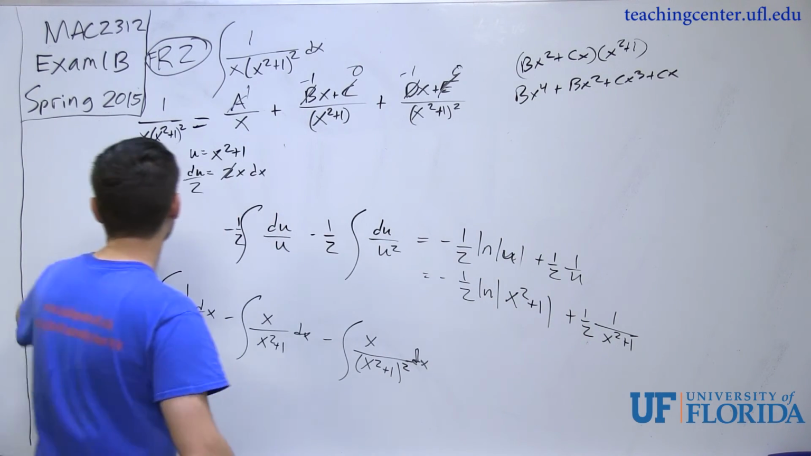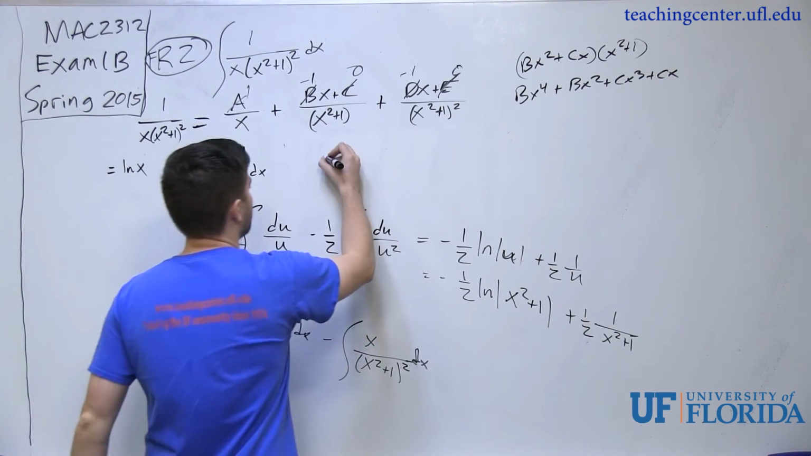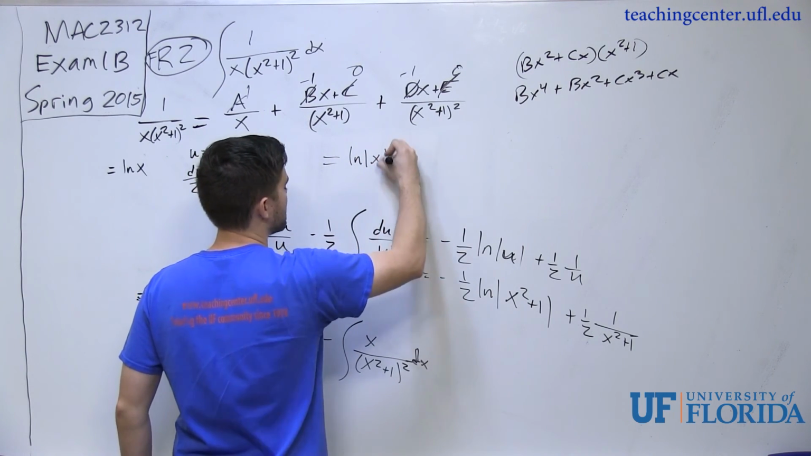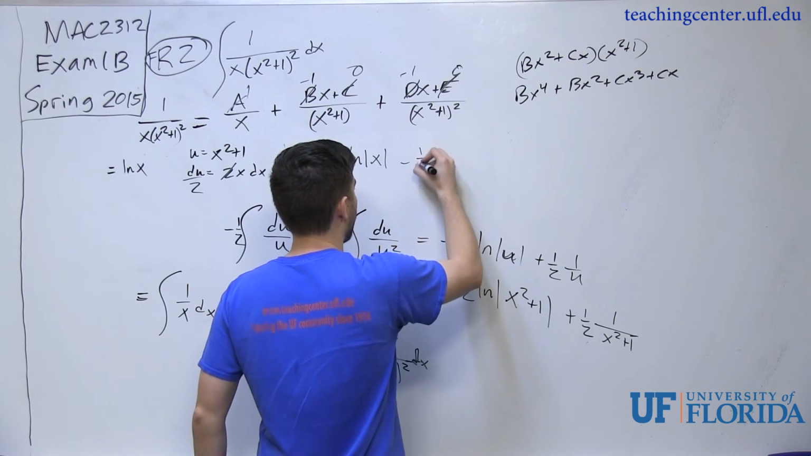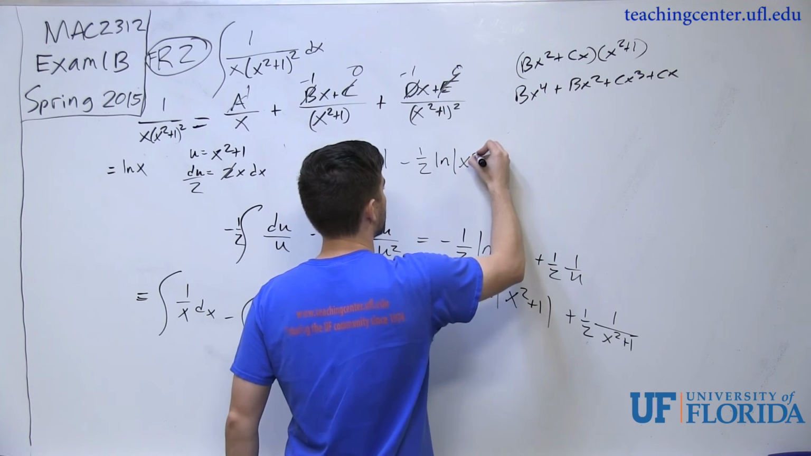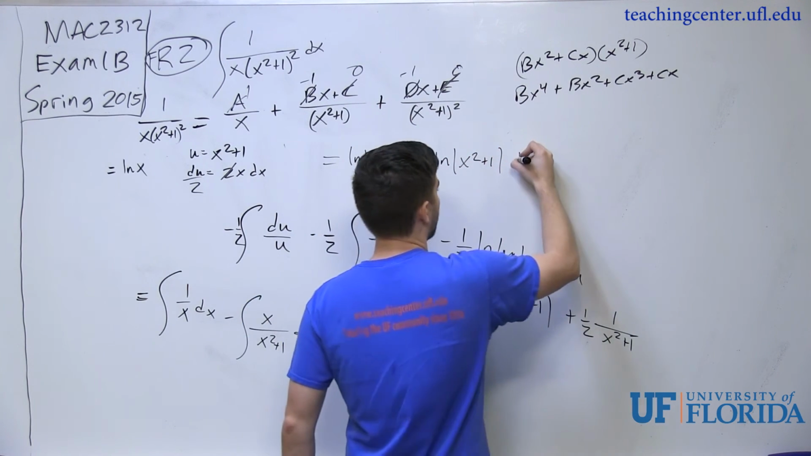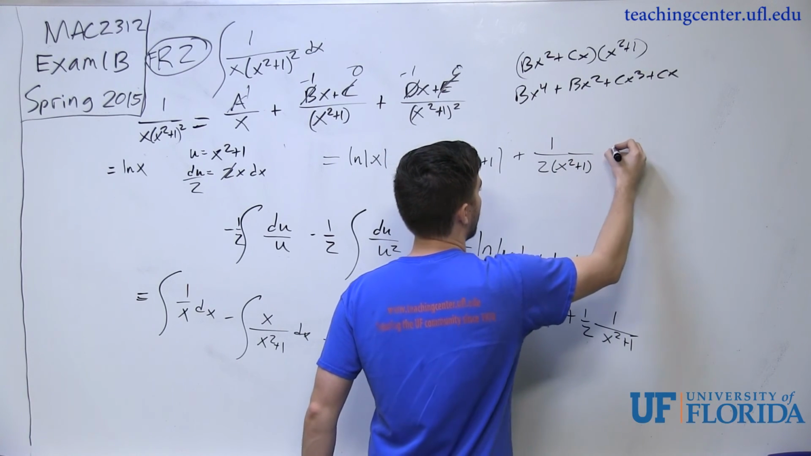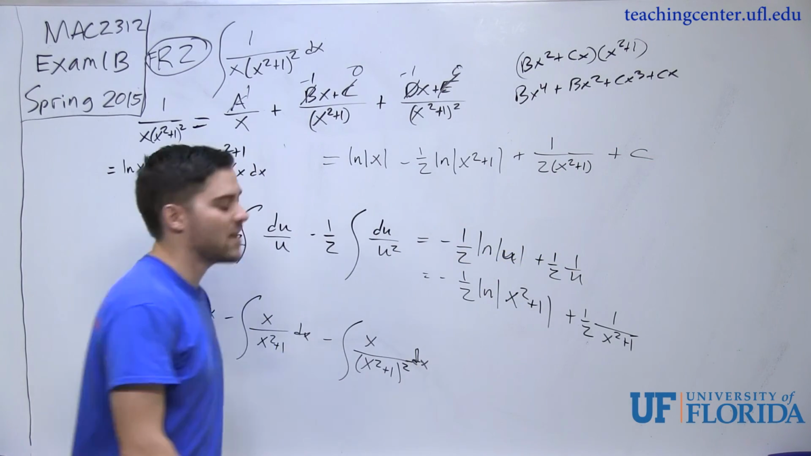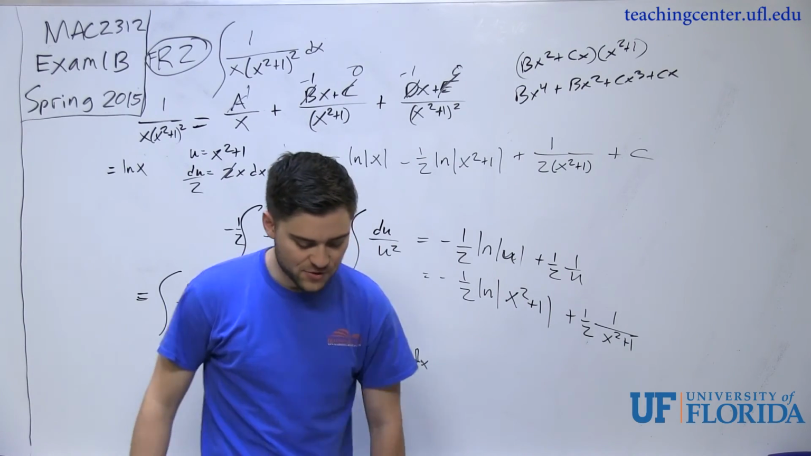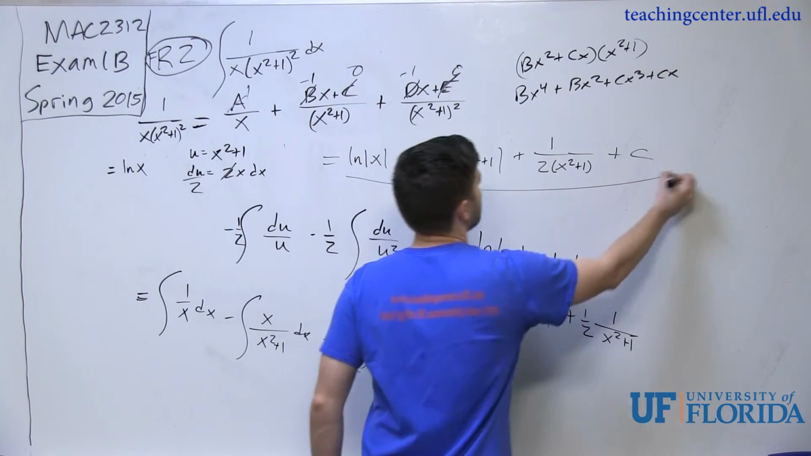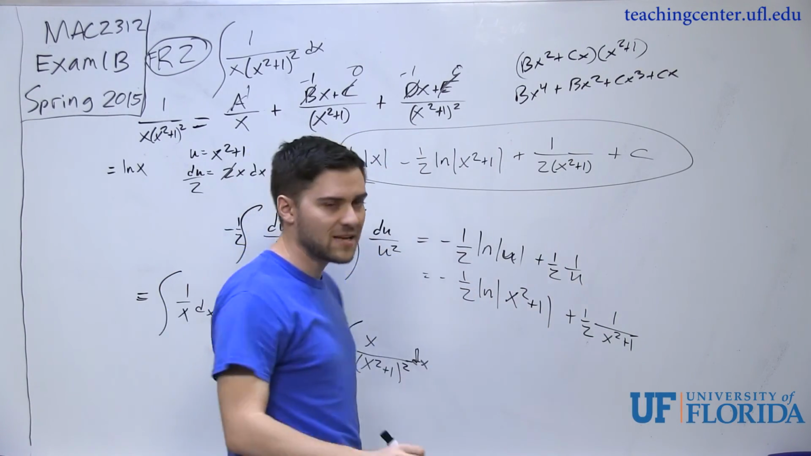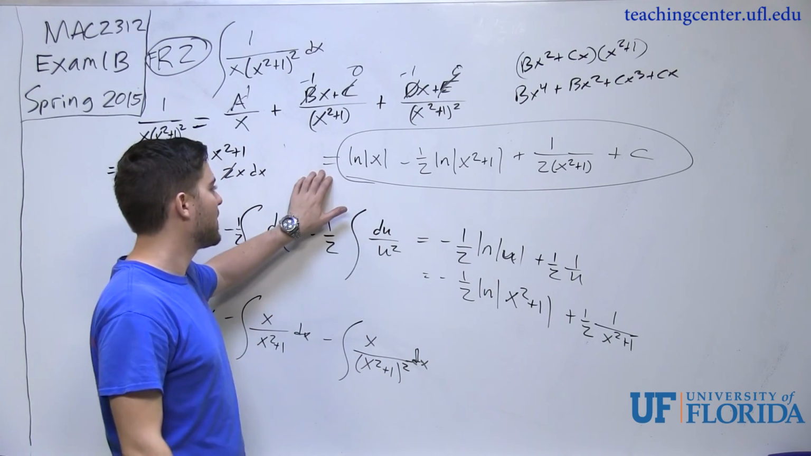So when I write out my final answer, I take this natural log of x, so I have natural log of x minus 1/2 natural log of x squared plus 1 plus 1 over 2 times x squared plus 1, and then I write a plus c at the very end. And looking at the answer key I have, that matches exactly. So we've arrived at the final answer.